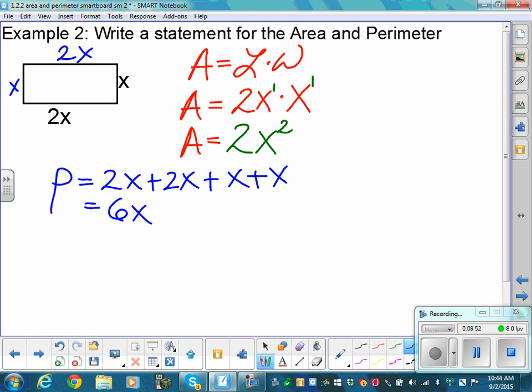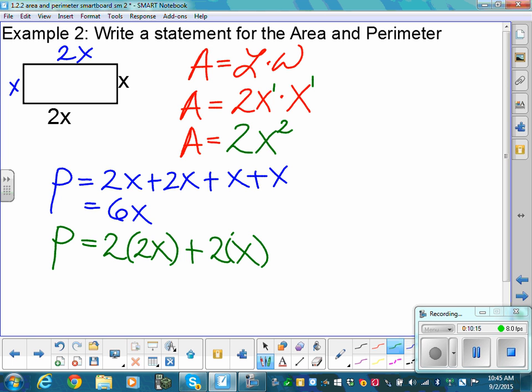Now I'm going to push us to think of it the other way for a reason. I'm not just doing this for kicks and giggles. I'm doing it for a reason. So let's think of our perimeter the other way. We had how many 2x's? 2. So really we have 2 times 2x, because that's two 2x's, and then we're going to add up how many x's? 2 x's. Let's see if we get the same answer here.